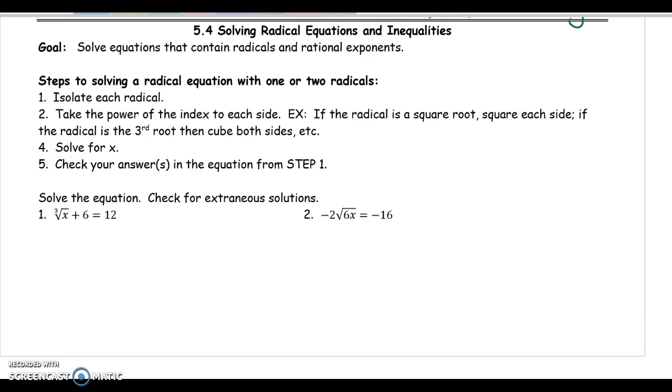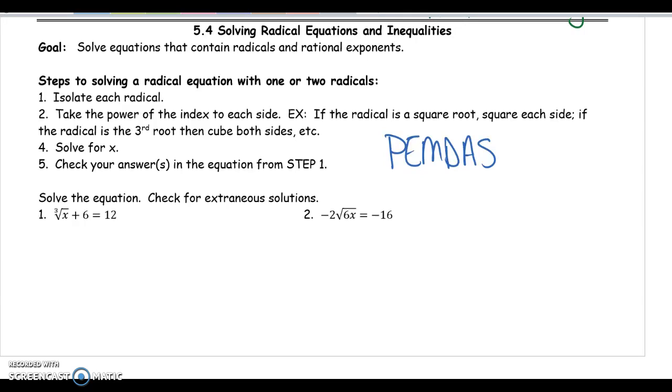The steps for solving radical equations. Isolate the radical. Isolate the radical means get the radical on one side completely by itself. Nothing multiplied in front of it, nothing added or subtracted behind it. The thing that you need to remember is that when we are solving equations, we are using PEMDAS backwards. So we actually need to deal with any subtraction or addition first, then any multiplication or division, then we'll deal with the radical and so on and so on.